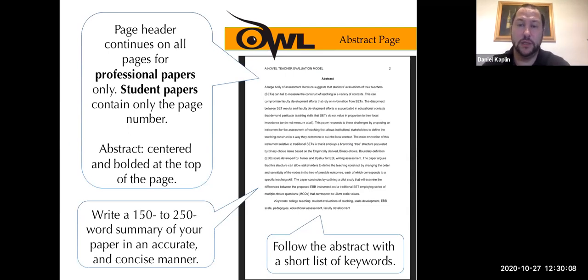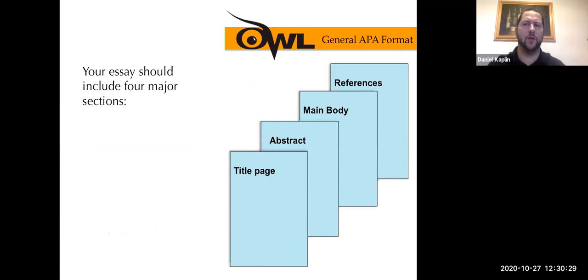Unlike most paragraph structures, when we come to the abstract, we do not indent. Do not indent. And then we add a short list of keywords, which are basically, if someone were to search for this article, what words would you recommend? I require 6 keywords.